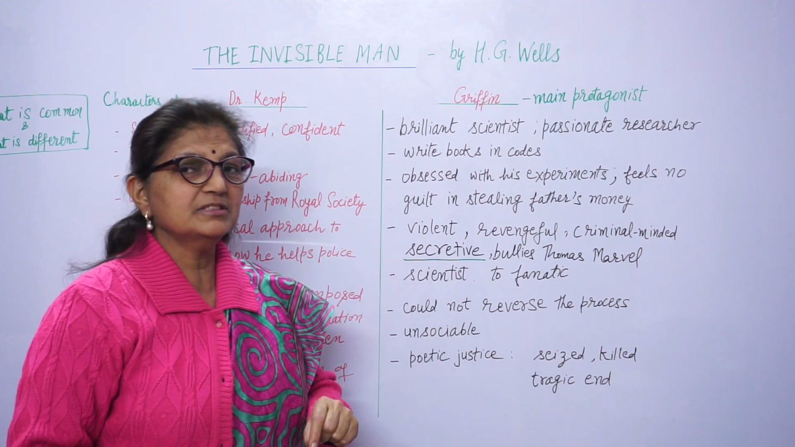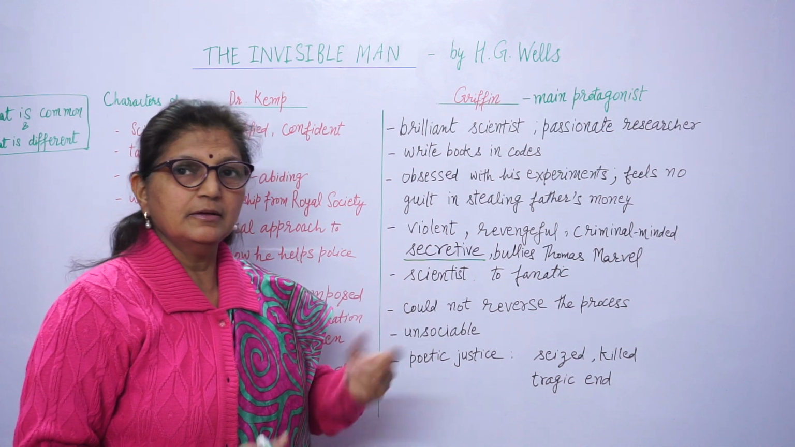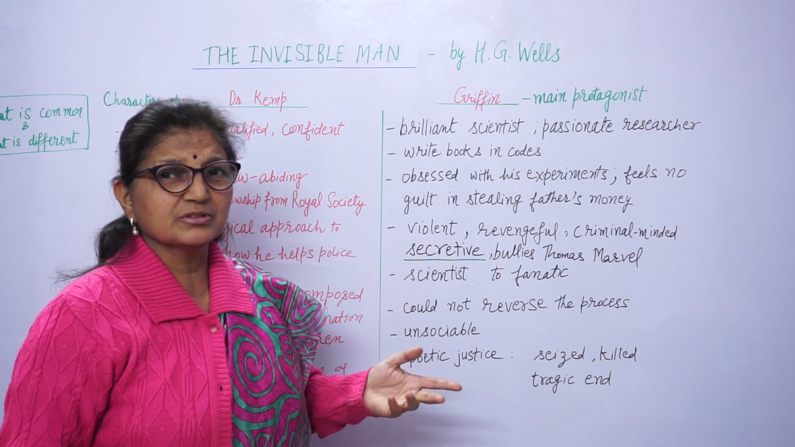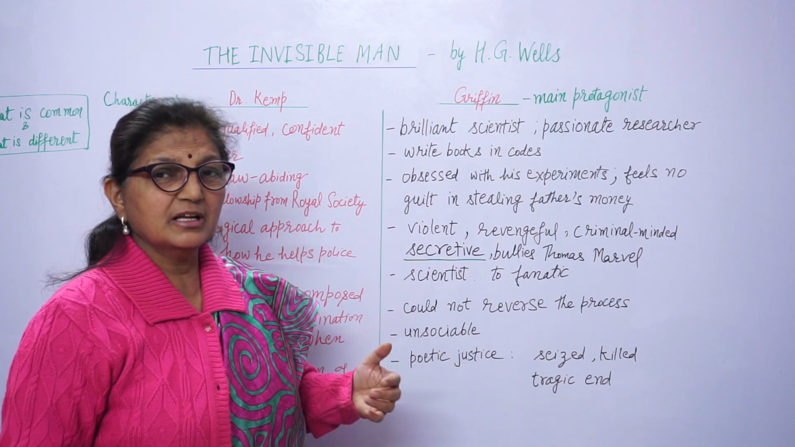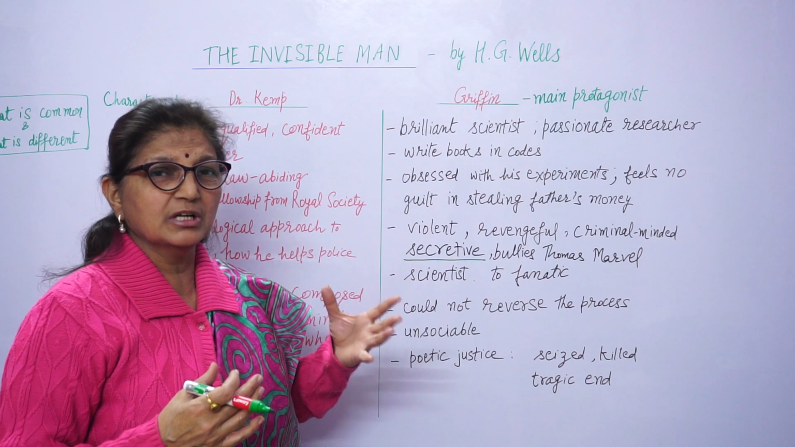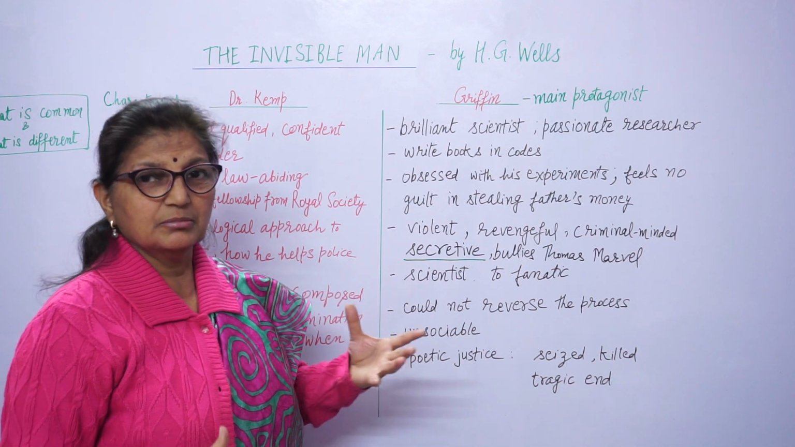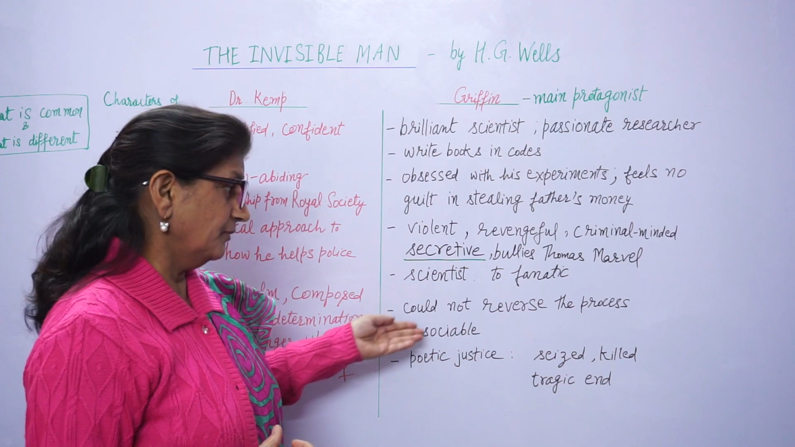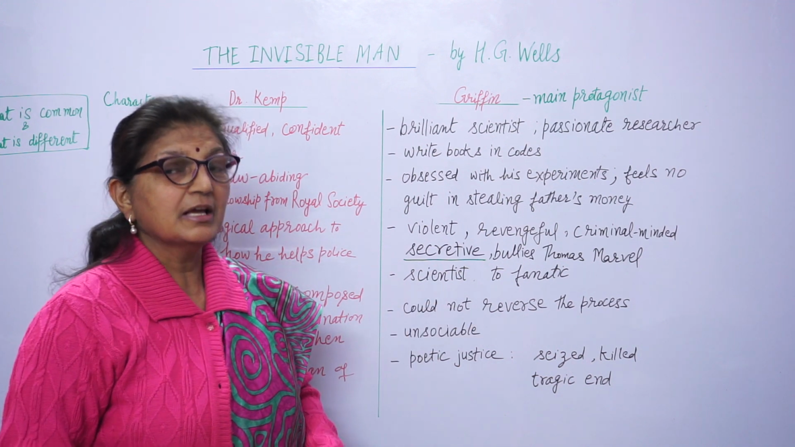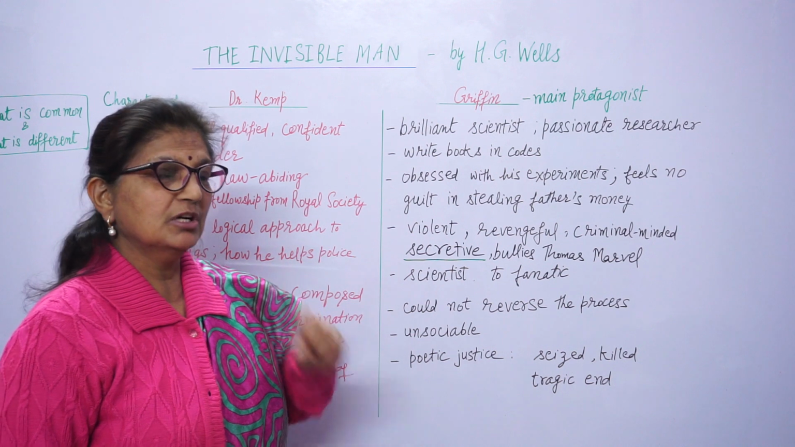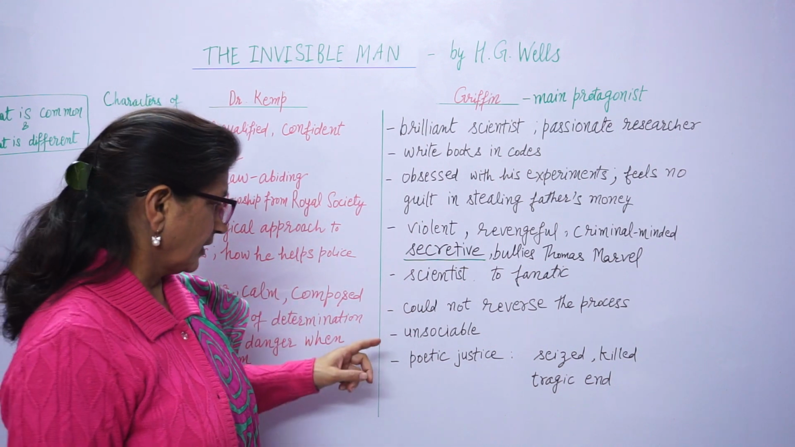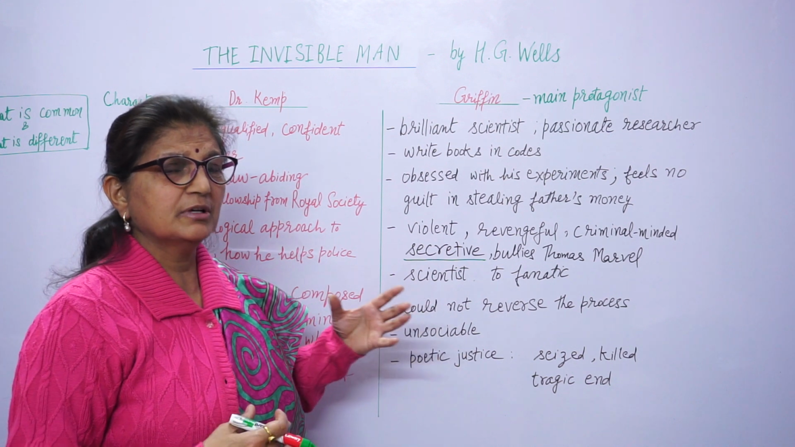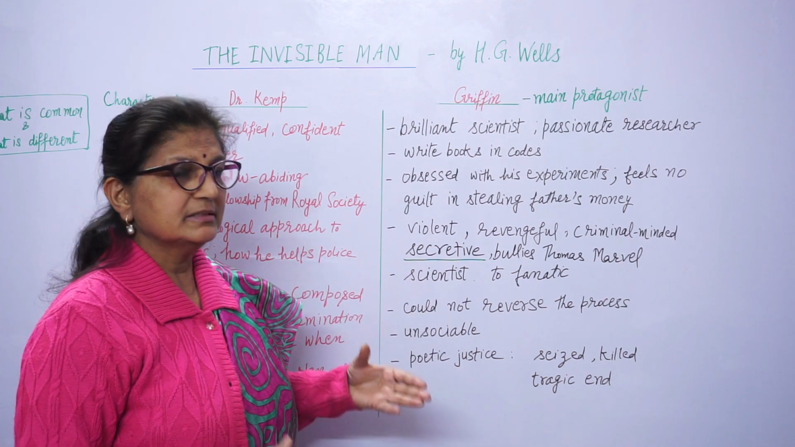But after becoming invisible, he felt many difficulties. He faced problems. In the cold winter, he could not eat, he could not take shelter, he felt very cold. So he wanted to reverse the process, but unfortunately he couldn't do this. He was unsociable also. You know, in the very first chapter, he said to Mrs.